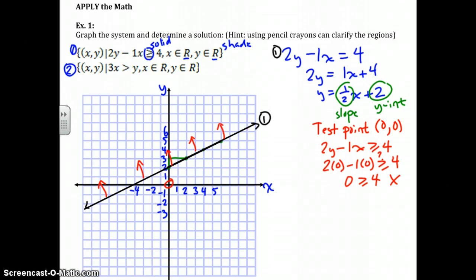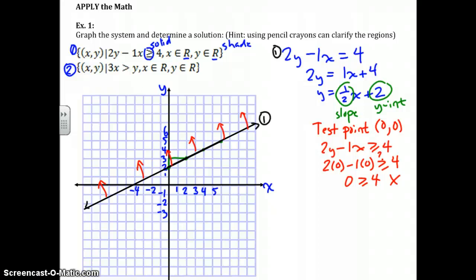Okay, so I'm just going to mark that with some arrows. Again, coloring in with pencil crayons would be really good, but it can get pretty messy if we don't do a good job with it. So I'm just going to use arrows on bigger questions like this. Okay, so that's our first one. Now we have to graph number 2.